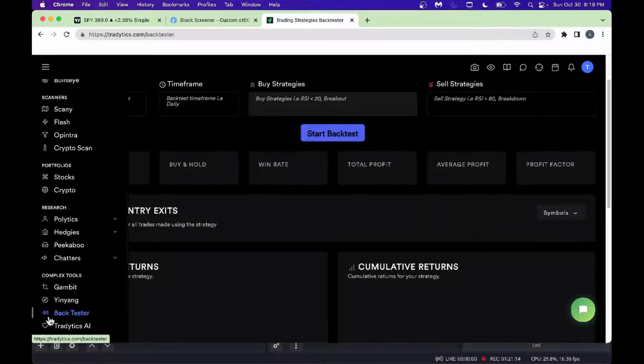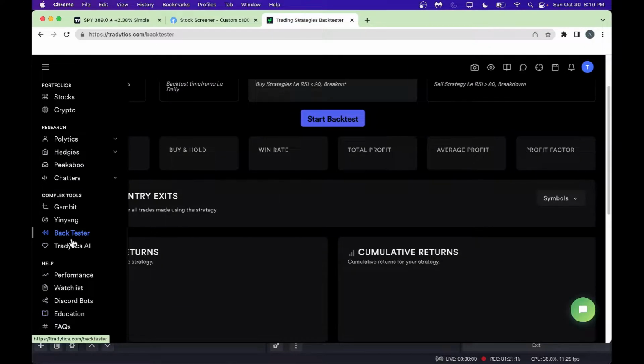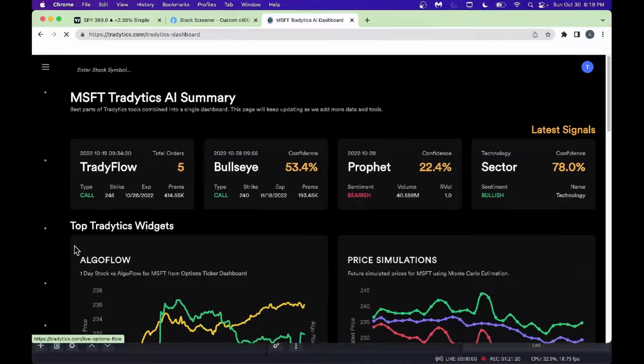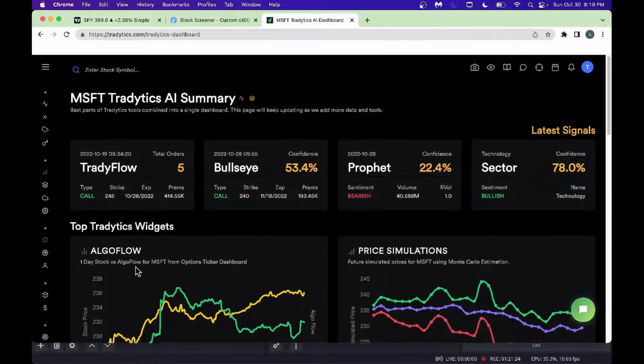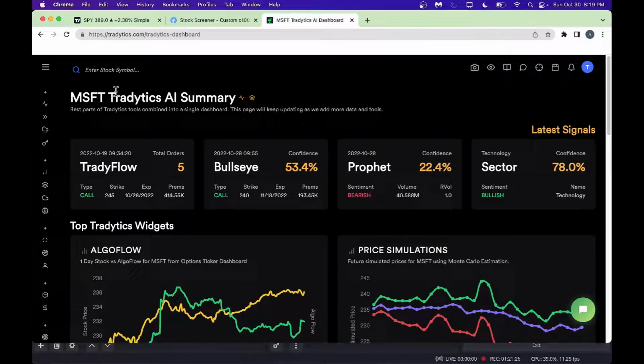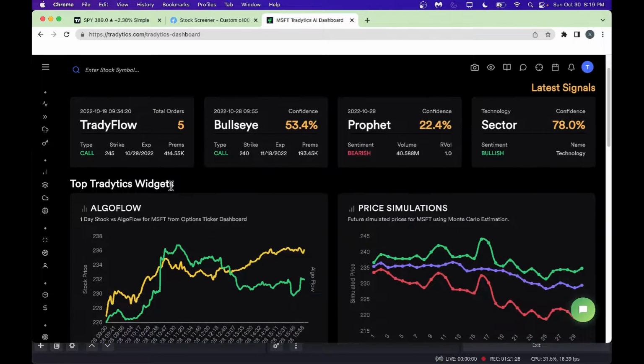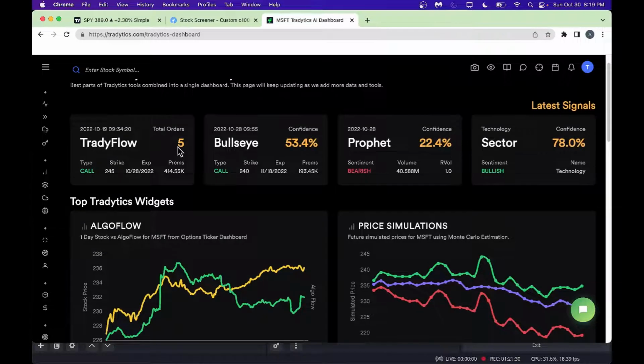All right, so next they got a few more things. There's a Tradytics AI here, artificial intelligence, and look, there are some nice artificial intelligence widgets here. Right now we've got Microsoft here. You can get some good ideas. There is a trade flow, 5 orders, bullseye. There's a nice confidence level. You could really trade these things here. 245 call option, 240 call option here.